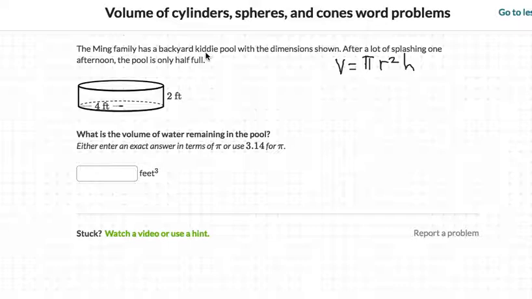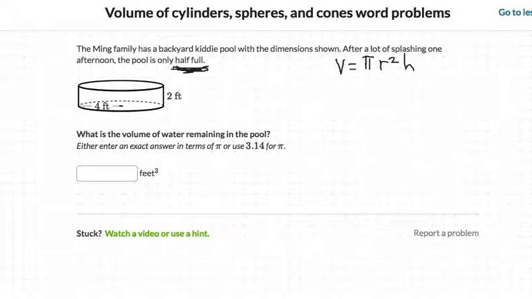They've got a backyard kiddie pool with the Ming family with the dimensions shown. This is the pool, the dimensions of the pool. After a lot of splashing one afternoon, the pool is only half full. What is the volume of the water remaining in the pool? So just finding the volume of this cylinder is not enough. We also have to consider that it's only half full. So we're going to have to divide by 2 in our calculation.